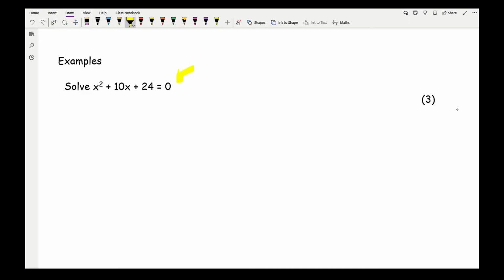So we can solve, oh, don't know why I've gone for that pen. Let's get rid of that. So for this, we're going to solve by factorising.